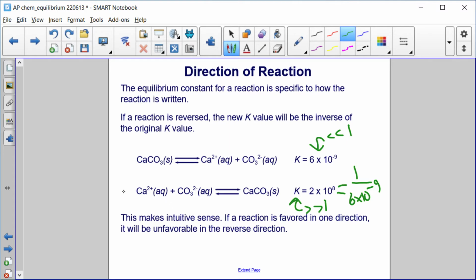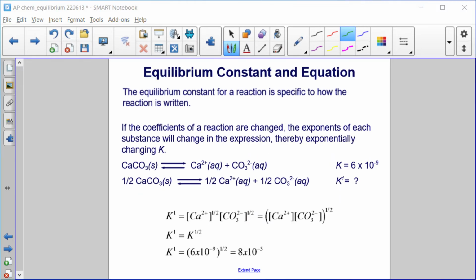So in this case, this is the favorable direction. Okay, in this case, the product predominates. It's much greater than 1. If I flip it, it's now favorable in this direction where this reactant is favorable. So we have a K value much, much less than 1.